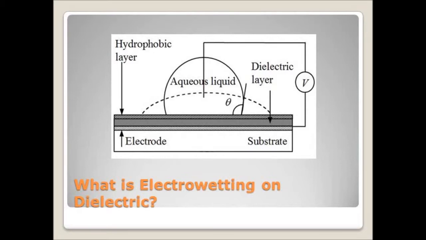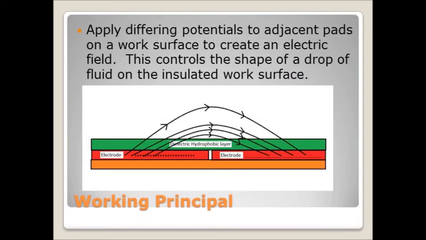Electrowetting on dielectric is the modification of the wetting property of a surface with an applied electric field due to the change in solid electrolyte contact angle due to a potential difference between the solid and the electrolyte. We create an electric field by varying potentials on adjacent electrodes on a work surface.